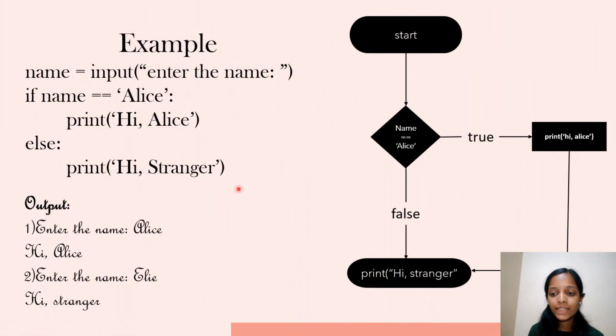We can see an example here. There is a set of code. Name is equal to input, enter the name. If name is equal to Alice, print hi Alice, else print hi stranger. There is a flow chart here.